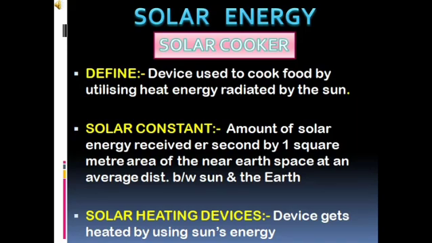An important point to be noted is that food materials like rice and pulses can be cooked in a box type solar cooker, and another point is that it requires slow heating. So now let's discuss the advantages and disadvantages of using the solar cooker.